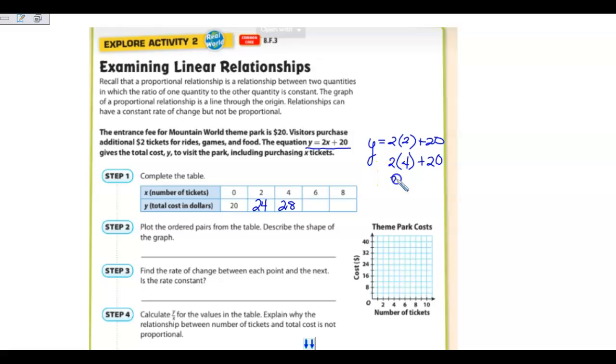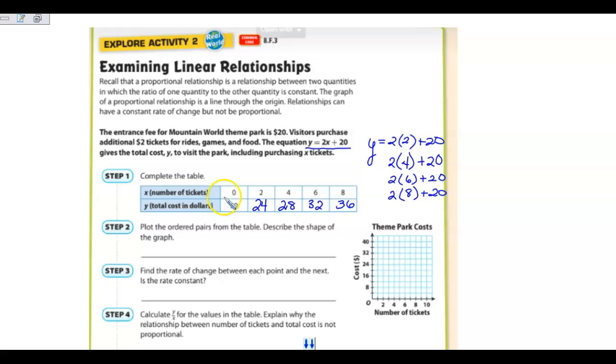If they buy 6 tickets, I have 2 times 6 is 12. 12 plus 20 is 32. And say they buy 8 tickets. 2 times 8 is 16. 16 plus 20 is 36. So here's our table of values. If they purchase this many tickets, how much it's going to cost them when they go to the theme park.